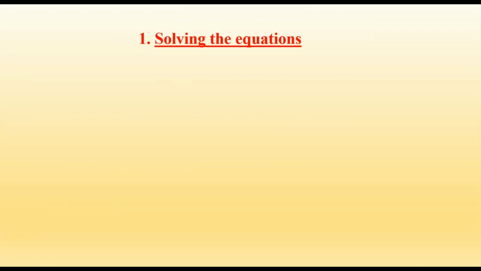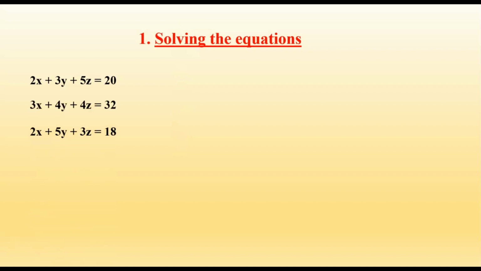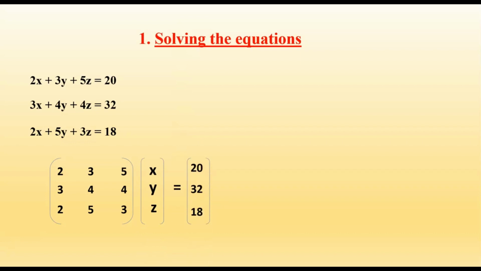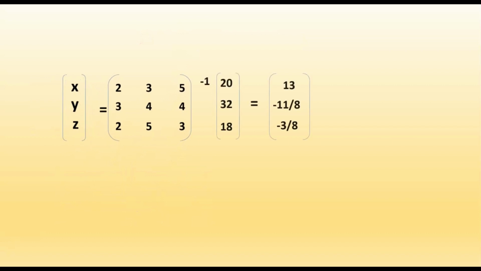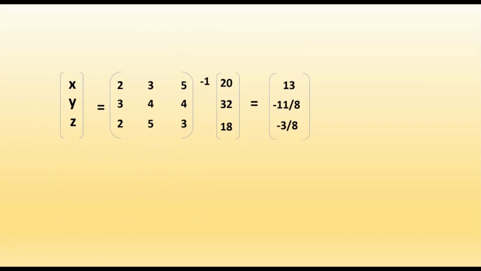Number 1, solving the equation. It is the most common application of matrix. Let's take equations having 3 unknowns x, y, z. So these are the 3 equations. Let's write the matrix form of the coefficients of the unknowns x, y, z, and solving for the unknowns, you will get the values of x, y, z in the easiest way. So you get the values of x, y, z as 13, minus 11 by 8 and minus 3 by 8 for this case.